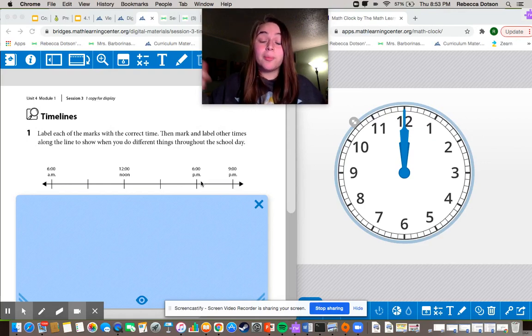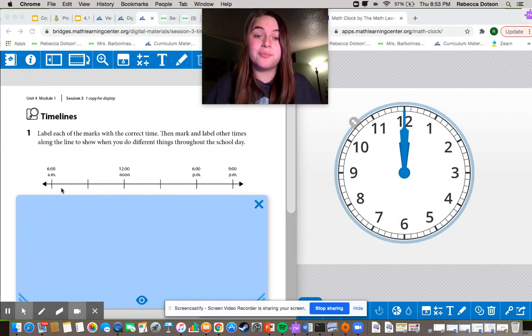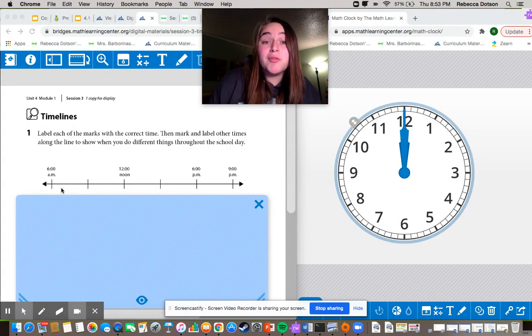Third graders, by now you should have tried and made some estimates of where different times would go on this timeline right here. And you also should have connected those times to some things that you do throughout the day. Now remember, some of the places you've seen timelines before is in some of our reading lessons. We've seen timelines of lots of different things, and normally we see them showing different years throughout time. But as you can see, a timeline can also show hours throughout the day.